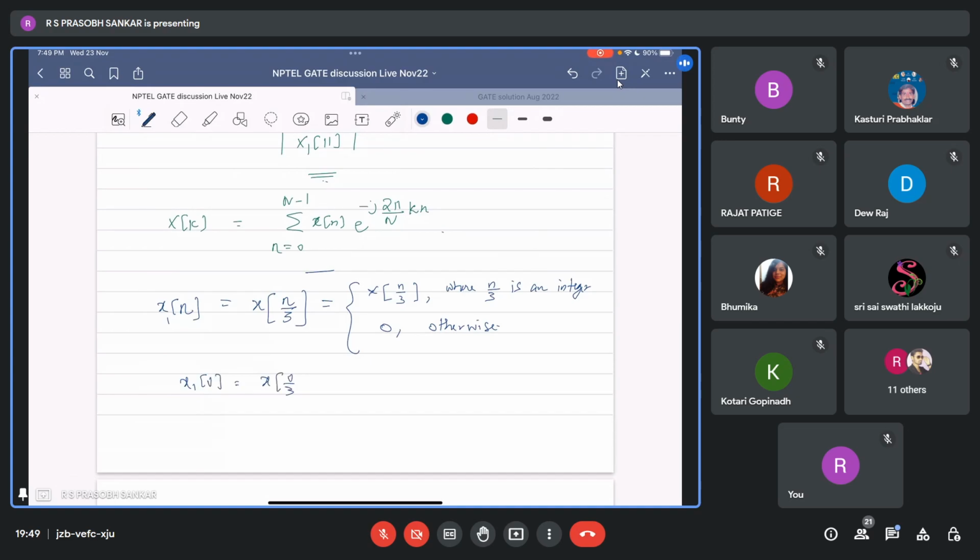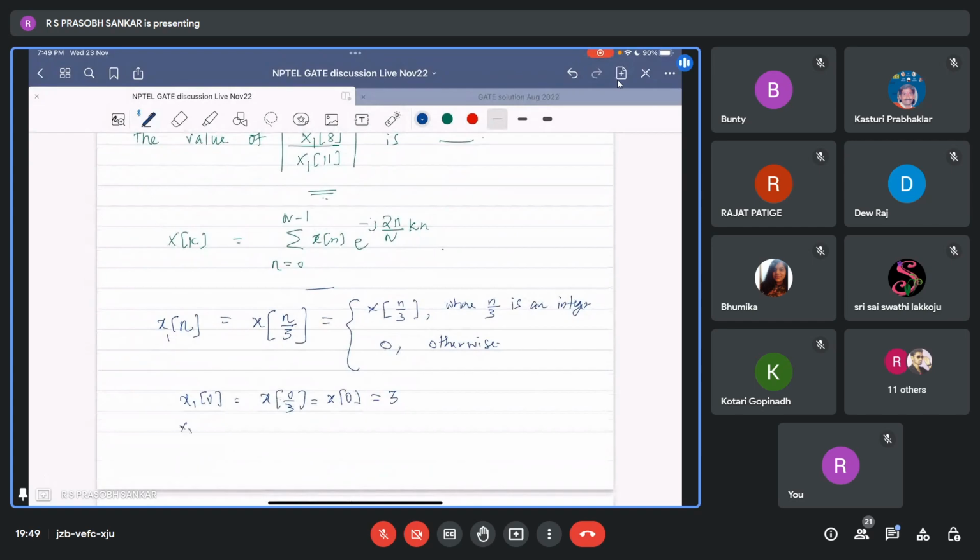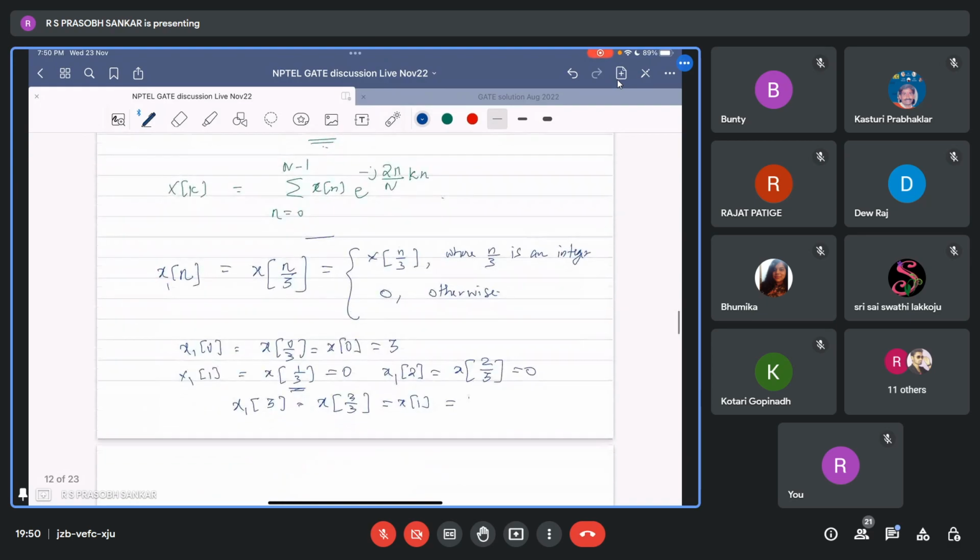What I mean is that x1 of 0 will be x of 0 by 3. This happens to be an integer. This is nothing but 3. Now x1 of 1 will be x of 1 by 3. This is not an integer, so it is 0. Similarly, x1 of 2 will be x of 2 by 3, not an integer. This will be 0. Finally, x1 of 3 will be x of 3 by 3, which is x of 1, which is equal to 2. That's it. So, is this definition fine? Shall I continue? Yes. Okay.